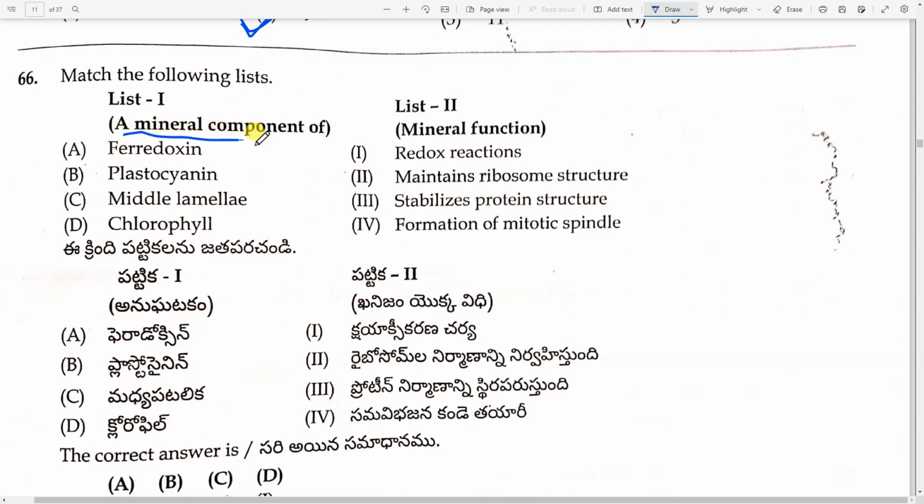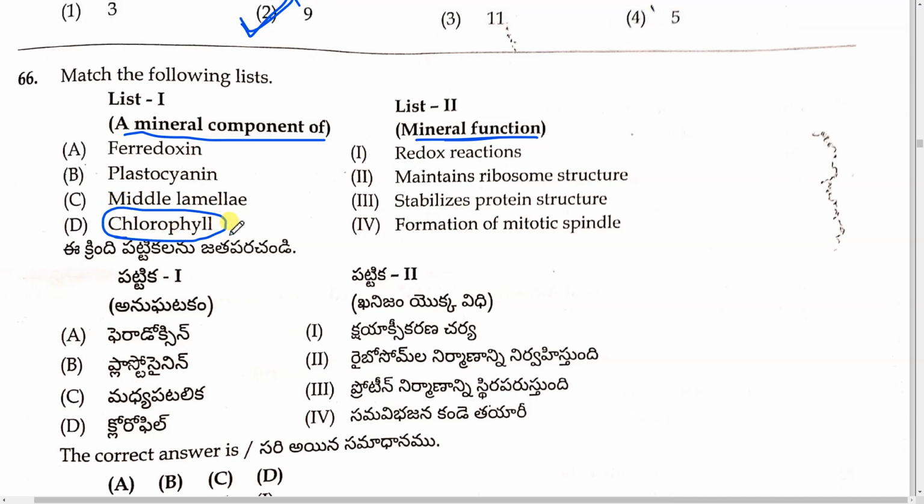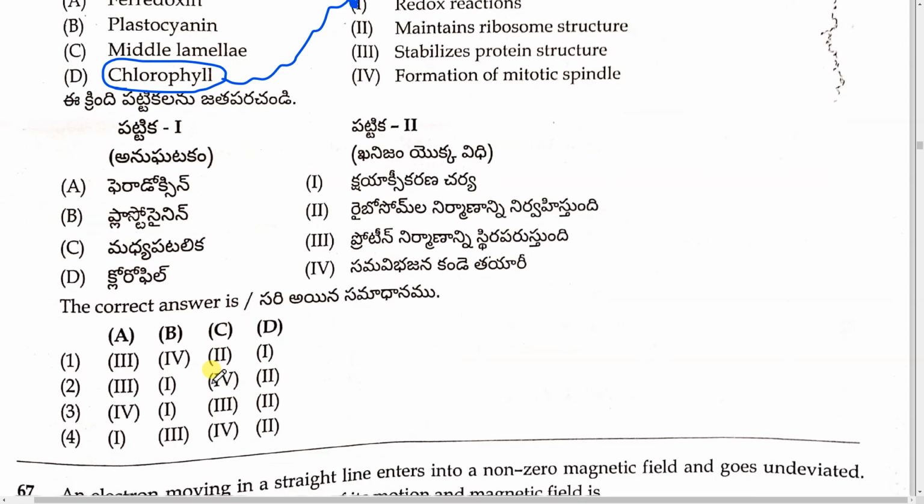Again, here a mineral component is given and its function. We know that chlorophyll generally appears as a color, but its primary function is to complete the photosynthesis process. So B is related to 1. So the correct answer is 1.